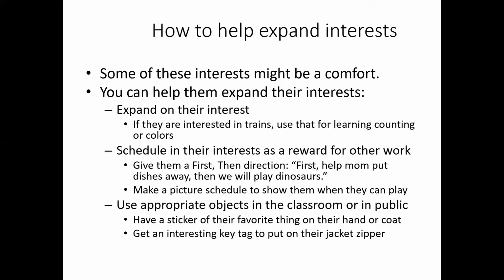And using appropriate objects in the classroom or in public. So have a sticker of their favorite thing on their hand or coat, or get an interesting key tag to put on their jacket zipper. Like for example, if they love dinosaurs, it could be finding a keychain with a dinosaur on it, or finding a sticker with a dinosaur on it, something that they can have with them a lot of the time, because it might be a comfort for them, and it might help them with transitions over time.